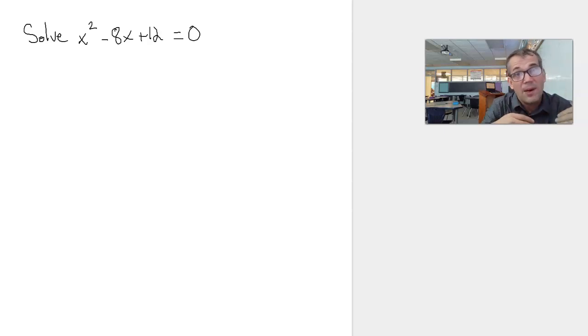I'm going to do this with all method and no picture. If you're not there yet, you might want to look at the other video that I posted that reviews how to do completing the square and try to rely on the picture mentally instead of drawing it. I'm also not color coding stuff.